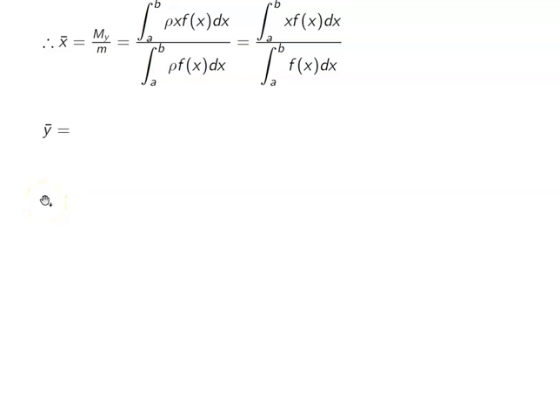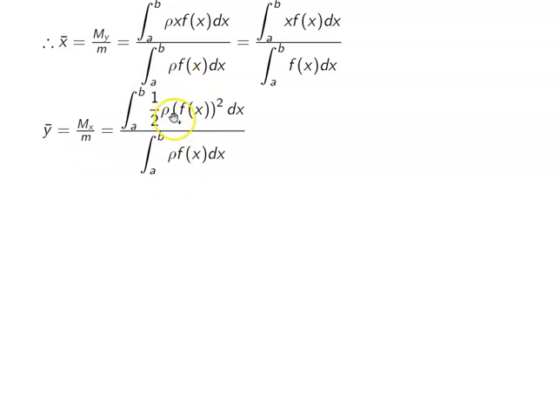My y bar is very, very similar. It's the moment about x divided by the mass of the system. So that's two integrals, both having rho in the numerator and denominator. I get to pull those out and cancel them. This 1/2, I can move to the denominator as a 2. You don't have to, but for me, it's easier to do that when I do my calculations. And so then that is the y bar value of our system.